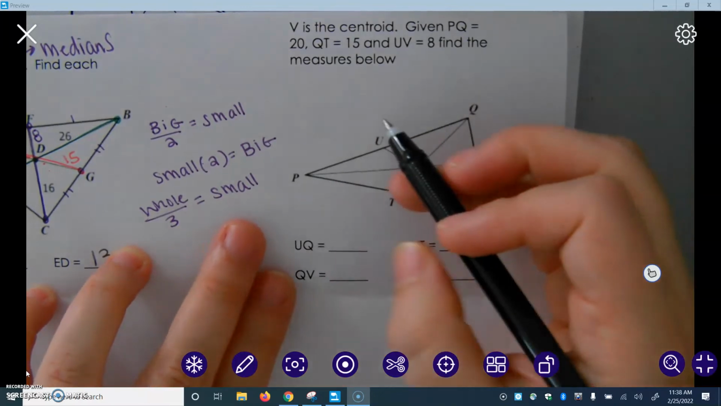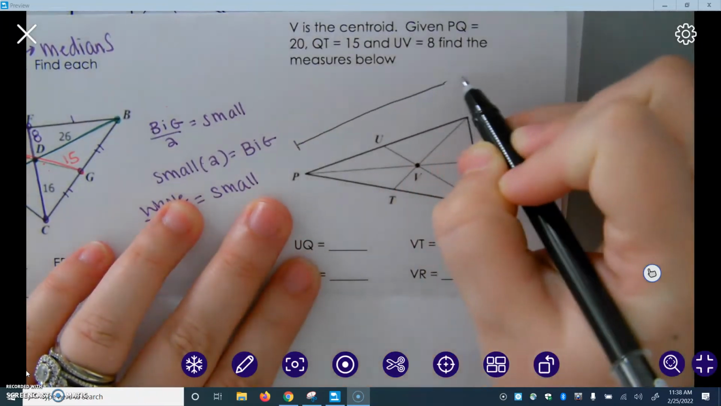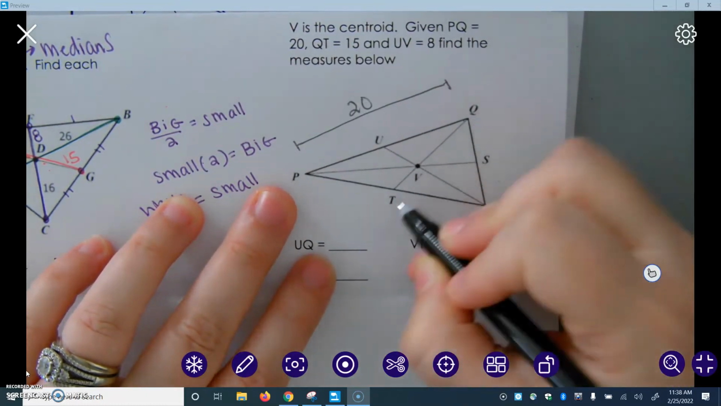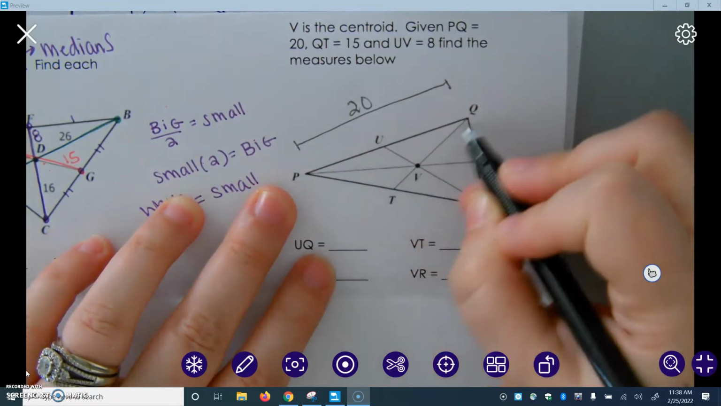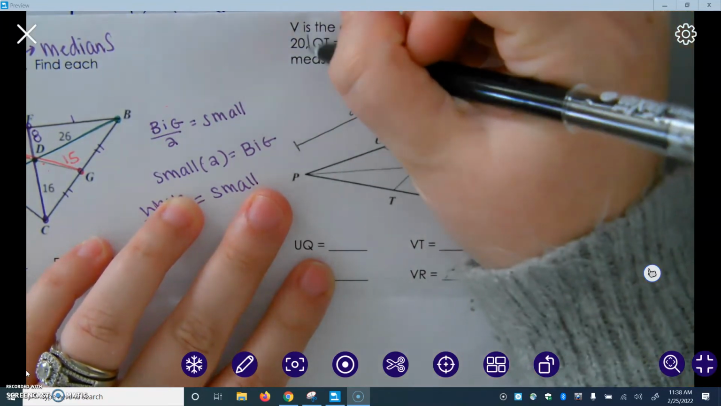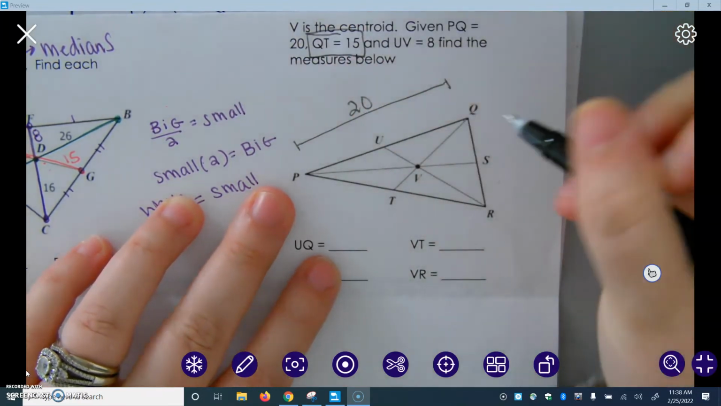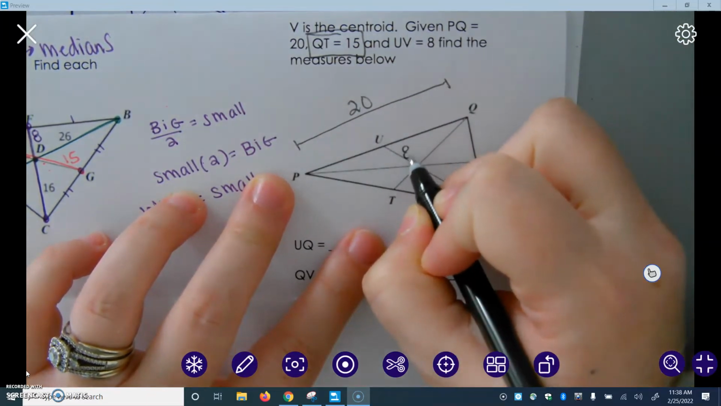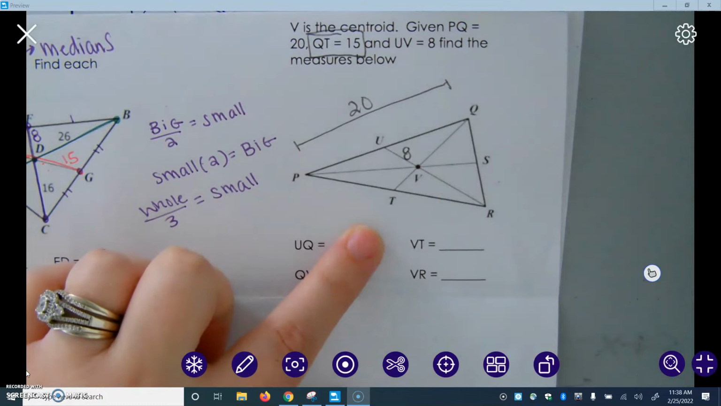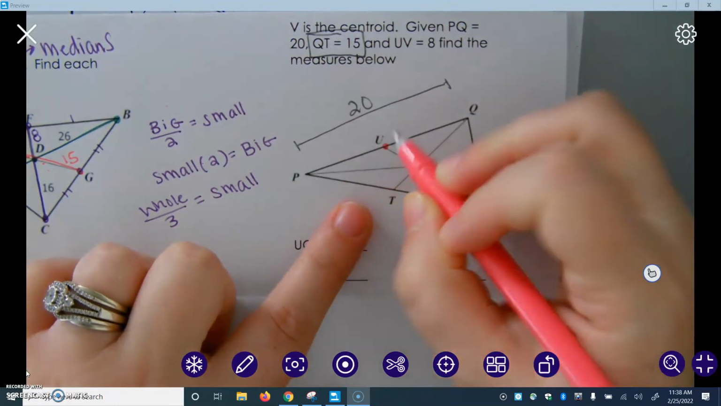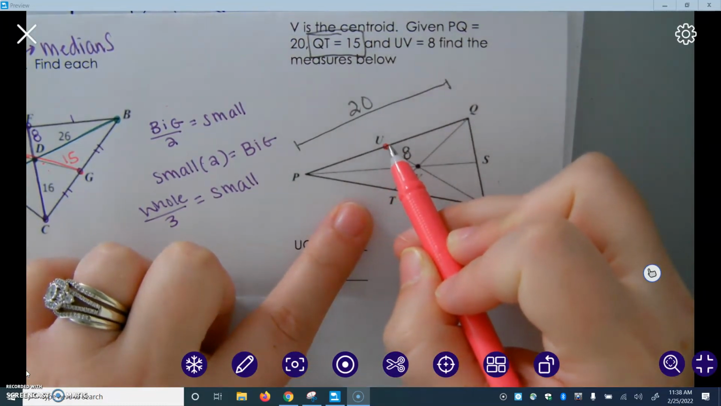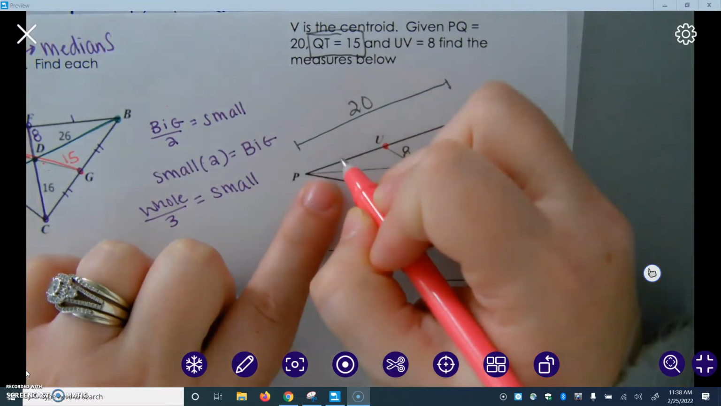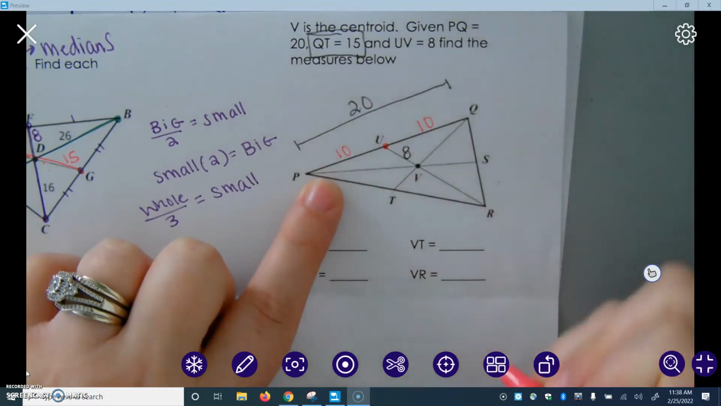They give me from P to Q is 20. So that whole side is 20. The whole entire median from Q to T is 15. So I'm not going to label that because I don't want to mess up my picture too much. And then from U to V is 8. So let's go through. What do I know that is special about the point U? Good, it's the midpoint. So if that whole side is 20, then that means that each of these pieces is 10.